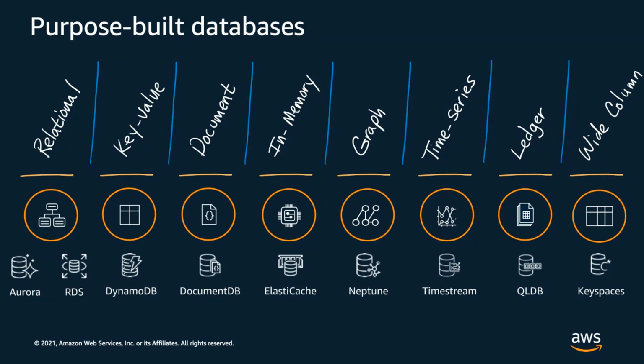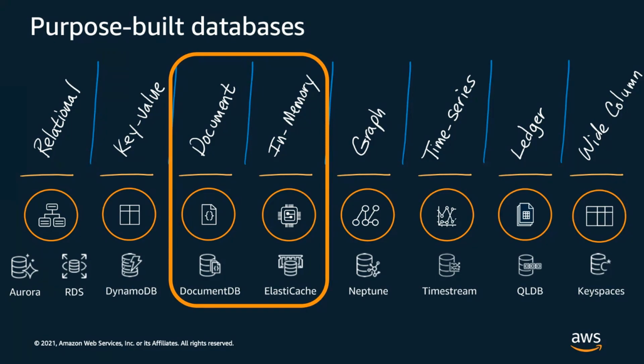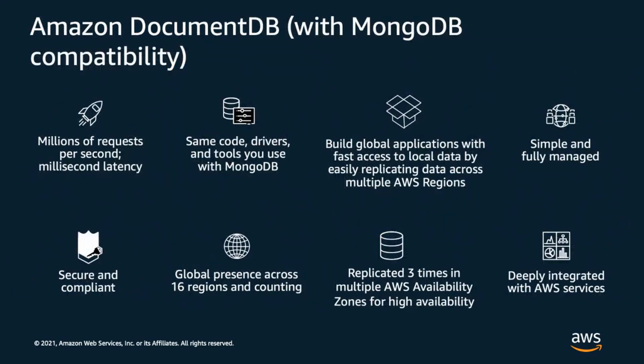So if you're running an on-prem RDBMS system, well, you can run that on AWS with RDS, or even move to a fully managed service like Aurora. You can take advantage of Neptune that makes it easy to build and run apps that work with highly connected data sets. But today, as you can tell by the title of this session, we're going to be focusing on these two, Amazon DocumentDB and Amazon ElastiCache.